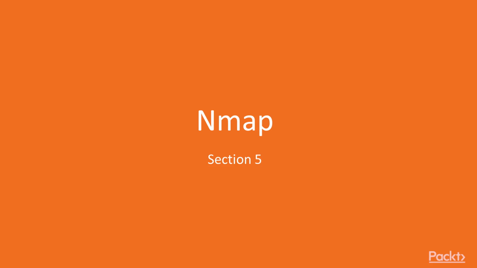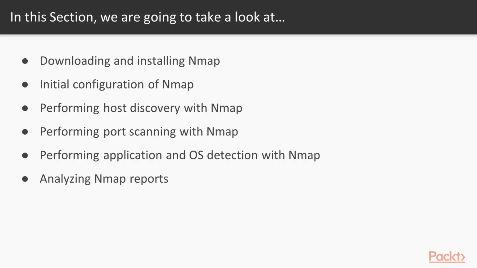Welcome to Nmap, Section 5 of Learning Practical Network Scanning. In this section, we're going to take a look at downloading and installing Nmap, the initial configuration, any settings you might want to tweak, performing host discovery with Nmap, figuring out just what's out there on your network, performing some port scanning with Nmap, figuring out what services might be running on the various hosts you find, performing application and OS detection with Nmap, which is a very powerful feature within Nmap, and analyzing Nmap reports.